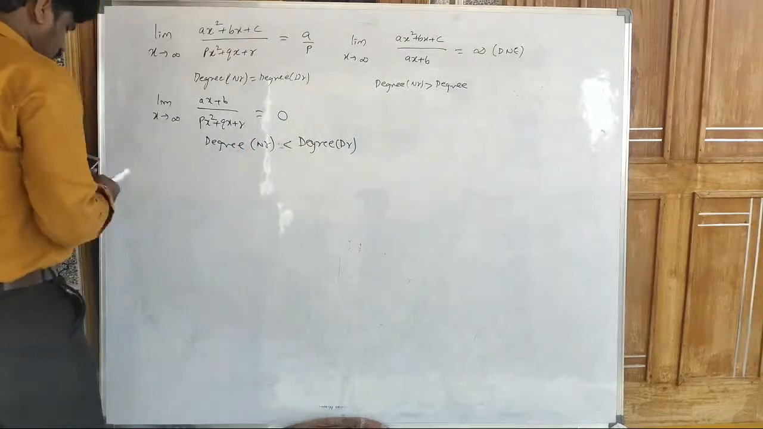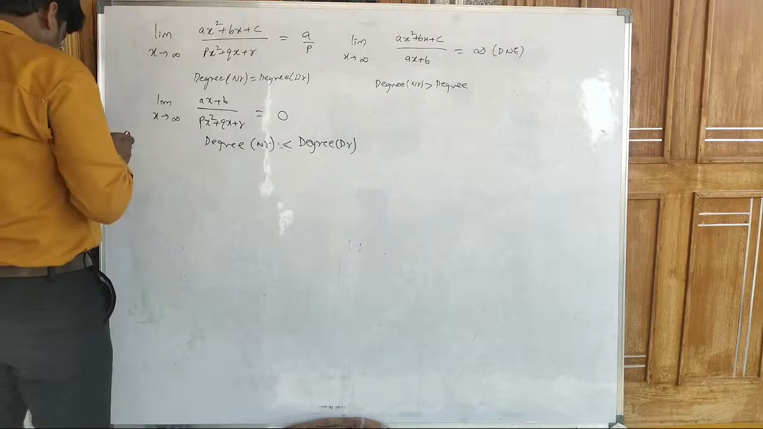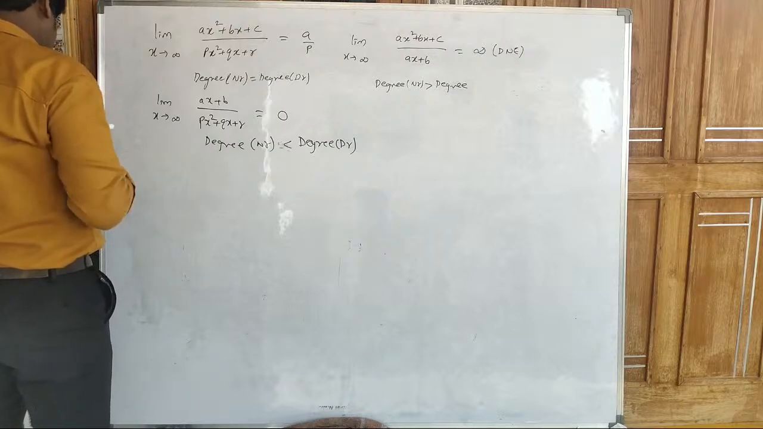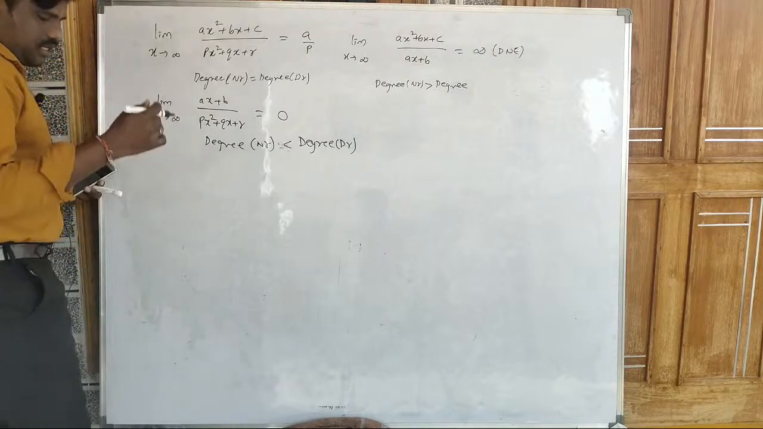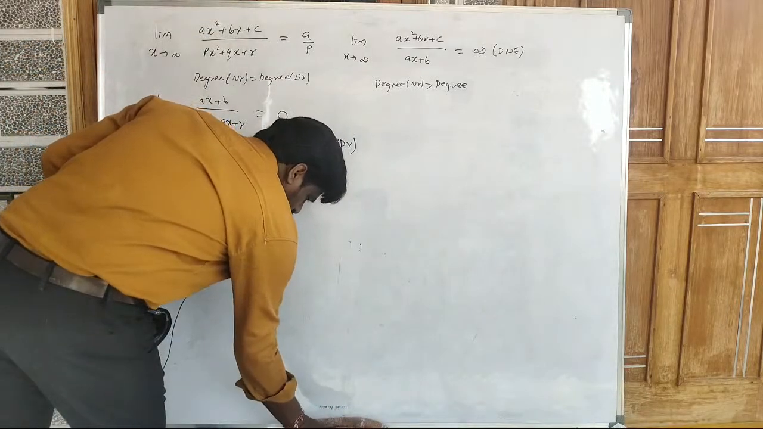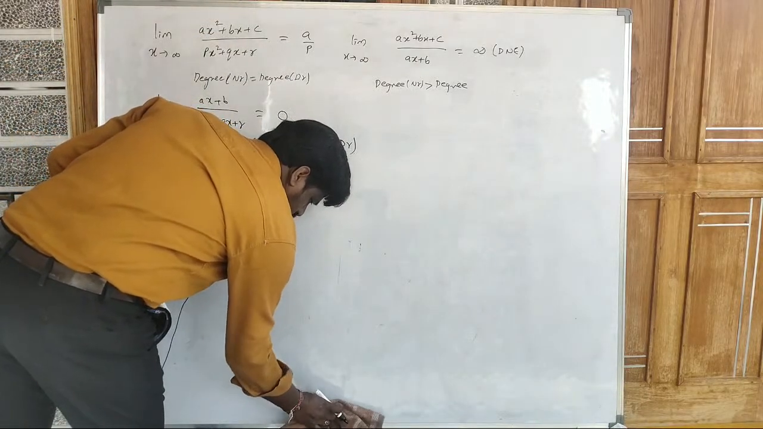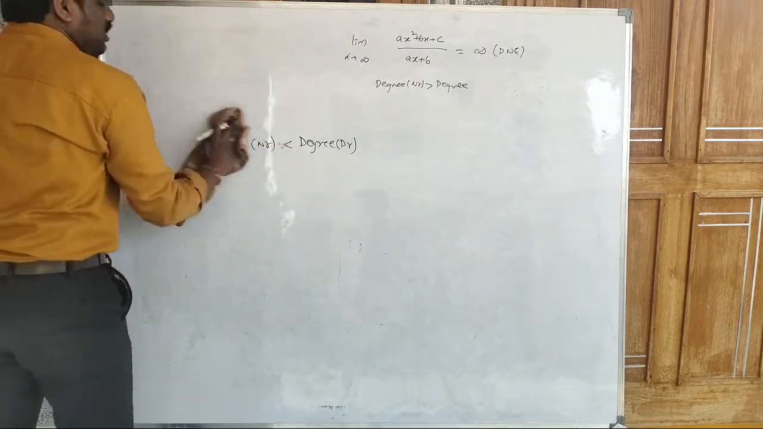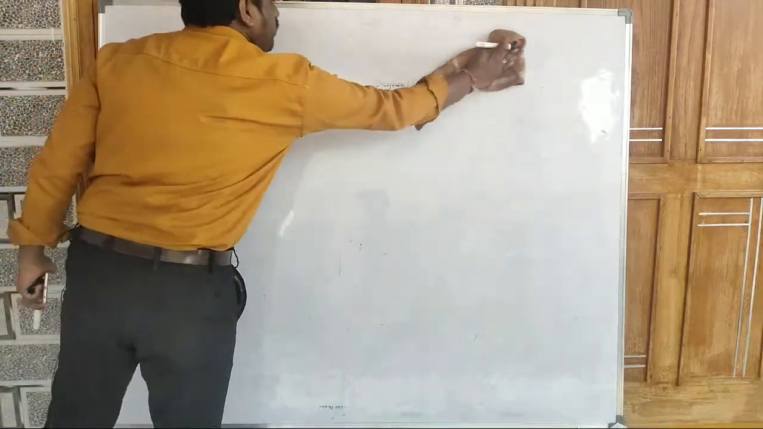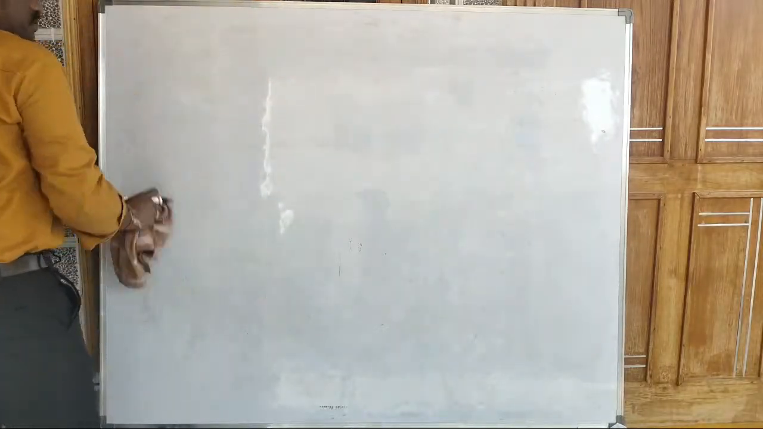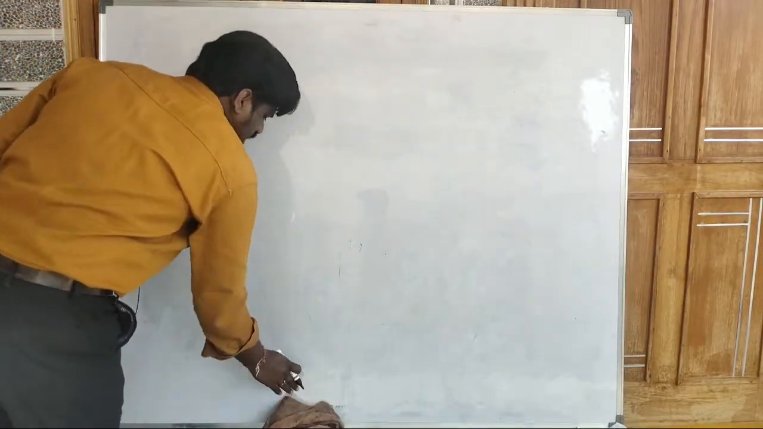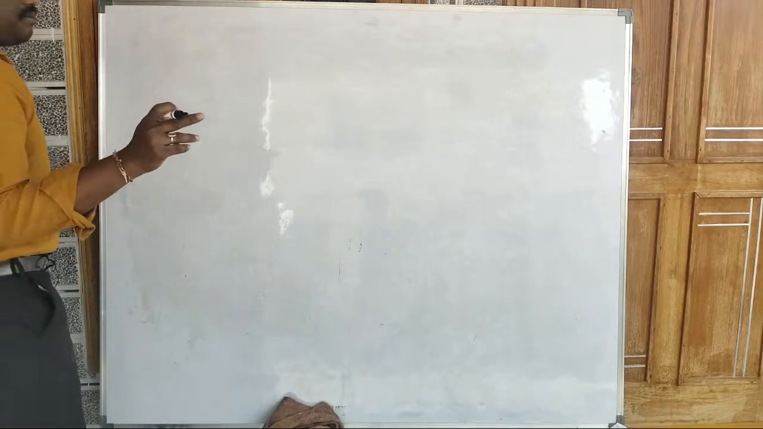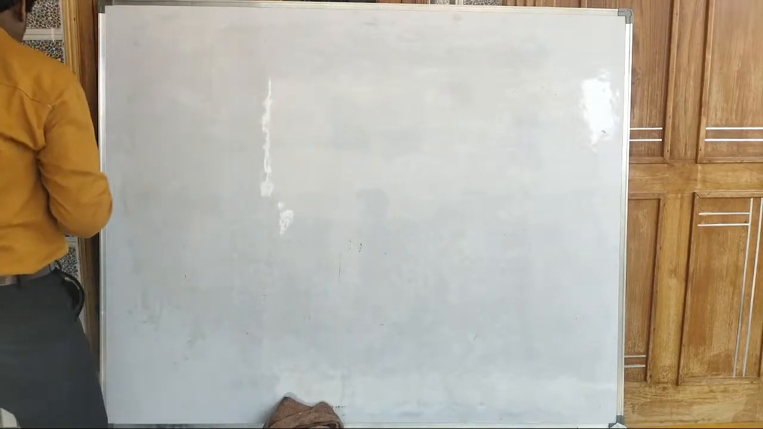So let's start some questions based on this, some JEE questions, some important questions we will solve on this topic. This is infinity by infinity we are doing. 0 by 0 form we have completed. 7 indeterminate forms are there. 0 by 0 is completed. Infinity by infinity we are doing.